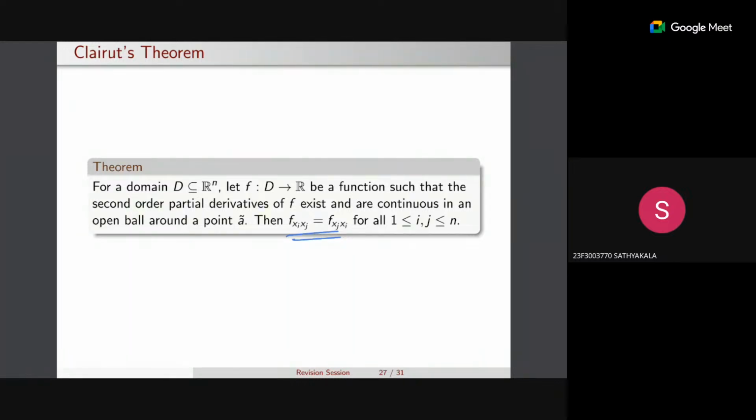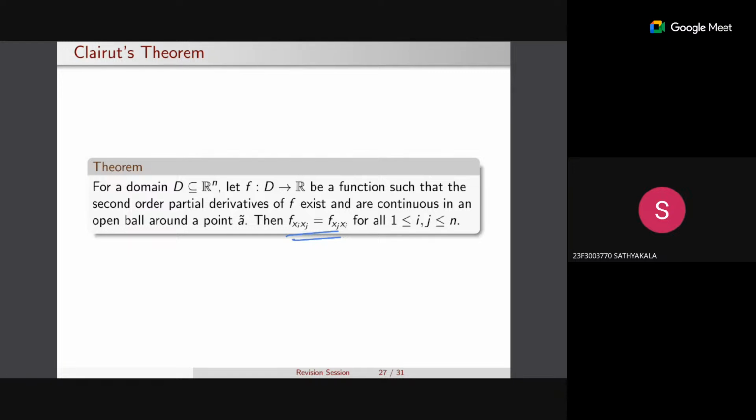But this is a theorem which is mostly there just for your information, and the functions that you're given will be very nice functions which will be infinitely differentiable. So this is not that much of a concern. But it is a very important thing to know. It's a good thing to know.